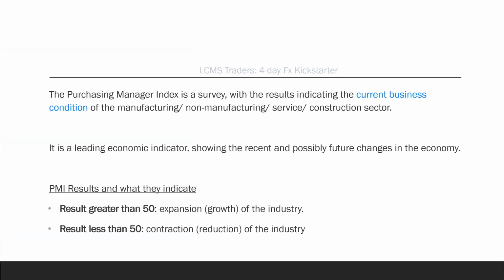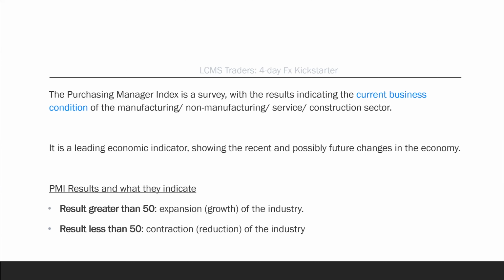The Purchasing Managers Index is a survey. It's a survey conducted towards businesses on their current business condition in the manufacturing, in the non-manufacturing, in the services, and in the construction sector. It is a leading economic indicator. It shows the recent and possible future changes in the economy.